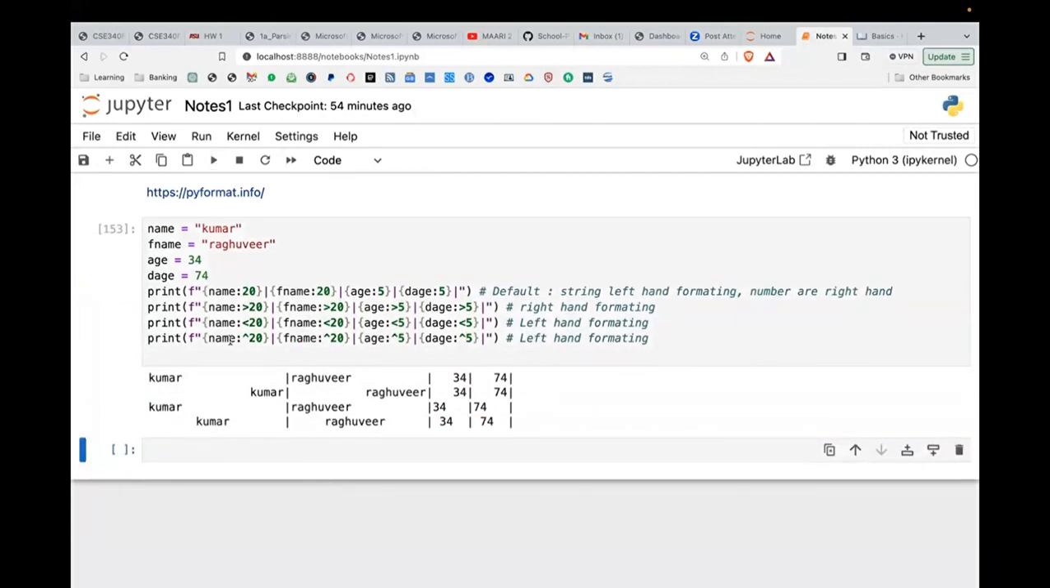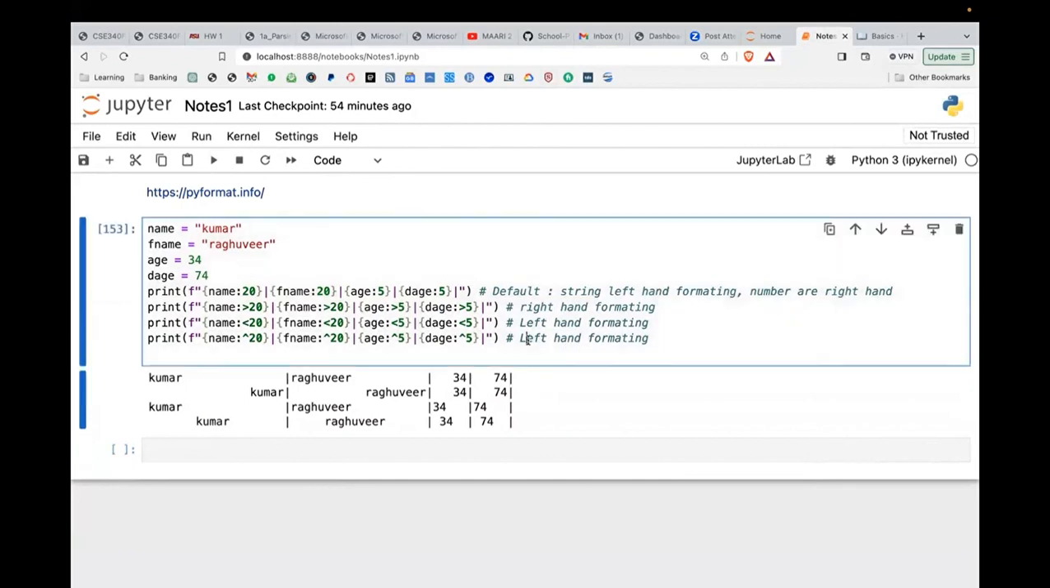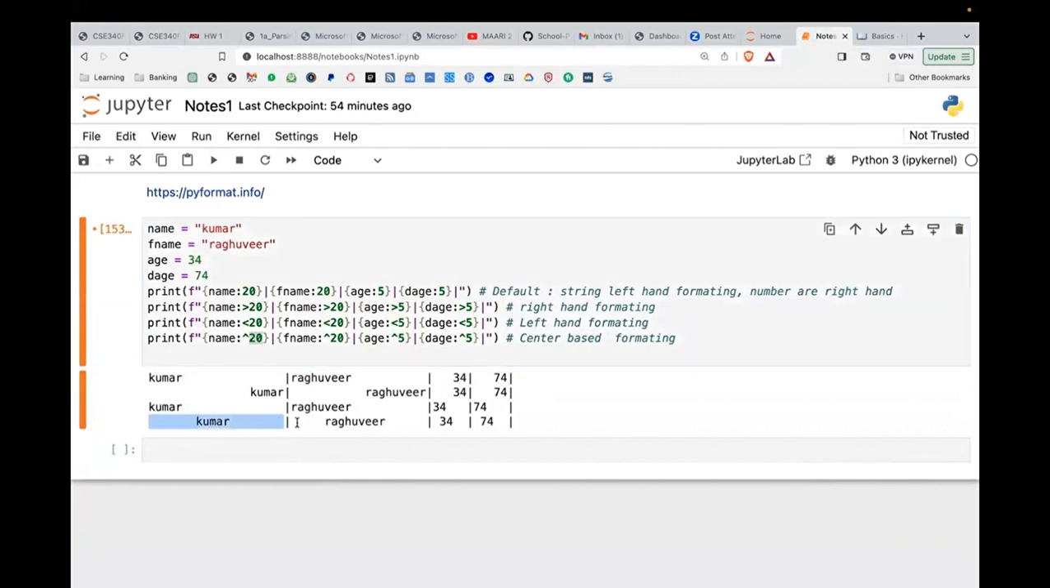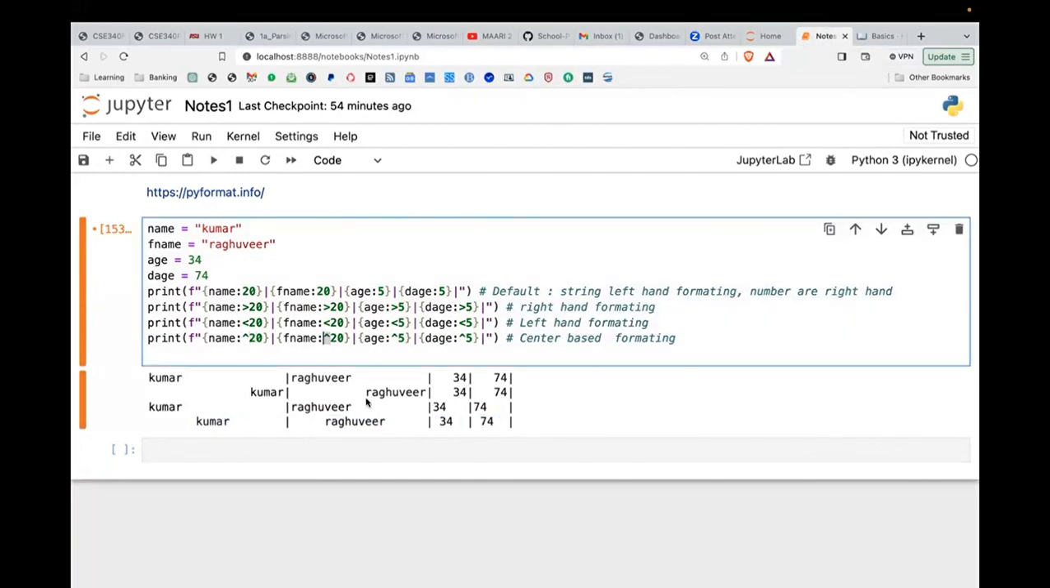You can see the caret symbol is used for center-based formatting. When you want to print this particular variable out of 20, it will be in the center. This is in the center formatting right now. Even the numbers are center formatted. So this caret symbol is used for center formatting.